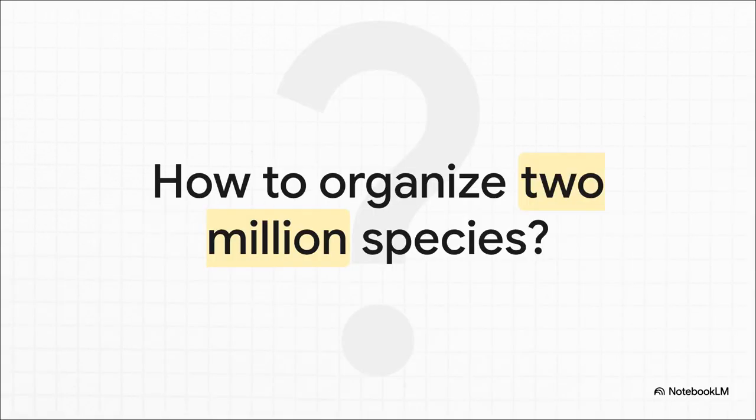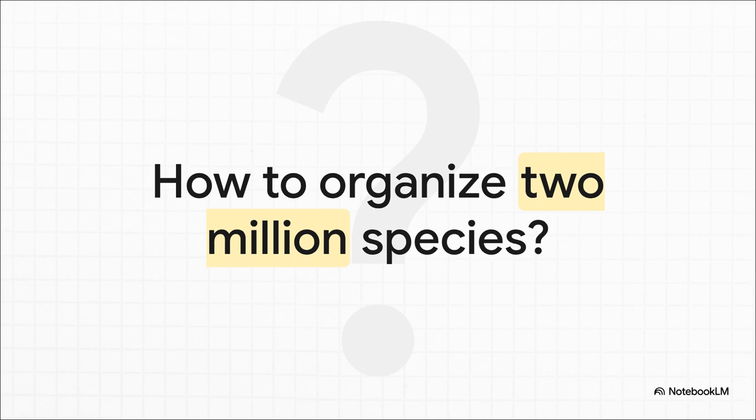Okay, let's dive into this. How exactly do you organize 2 million different species without completely losing your mind? Because that right there, that is the core problem of biology. We're sharing the planet with millions of distinct organisms, and we desperately needed a system to actually make sense of them all. We needed a way to catalog the living world so we could study it and figure out our own place in it.